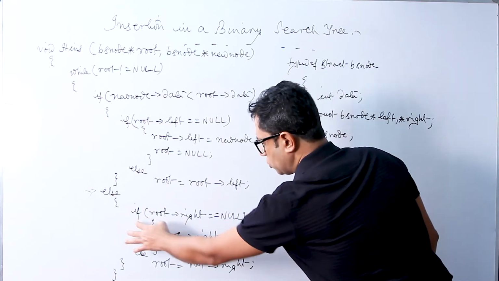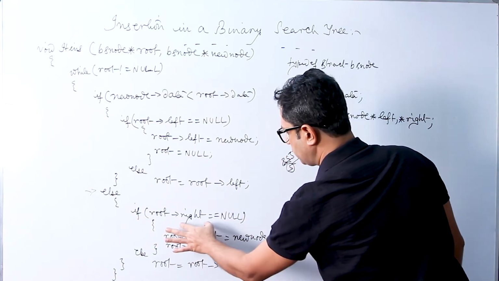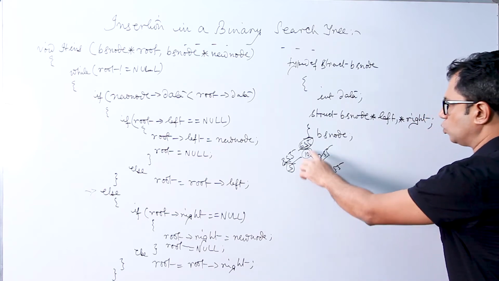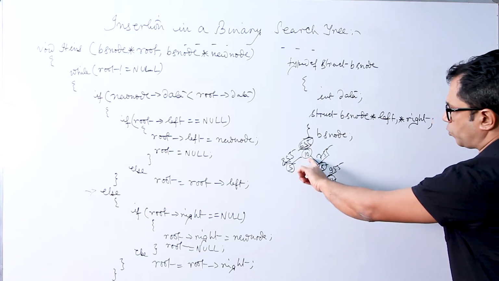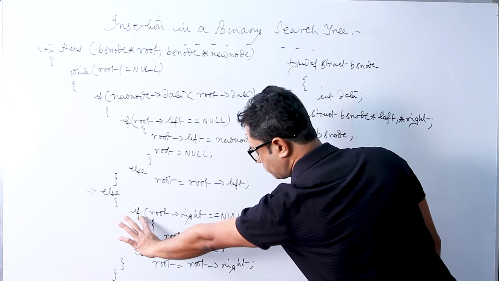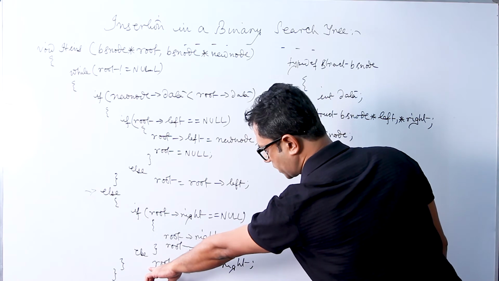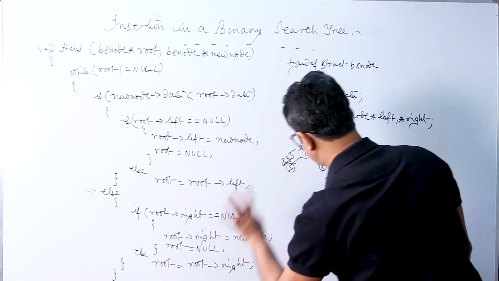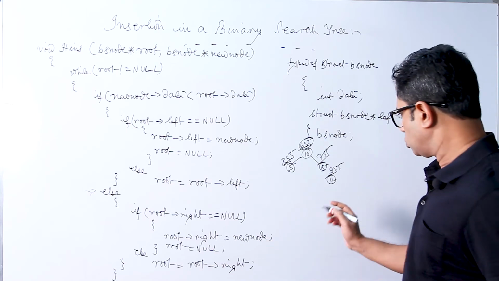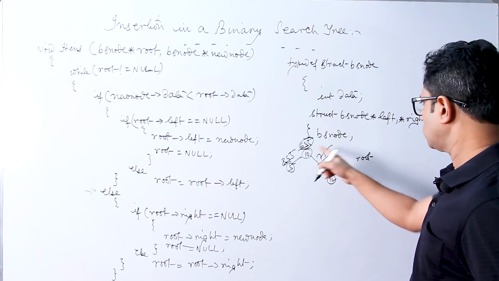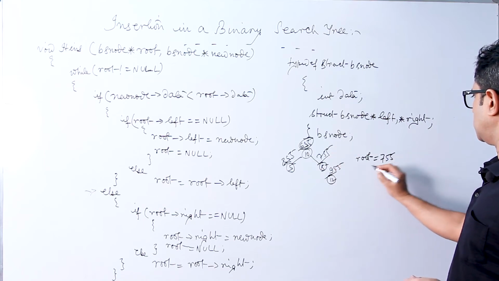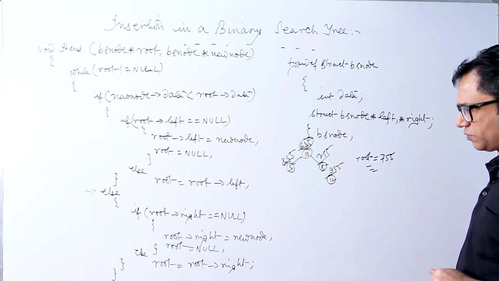If root right equals null, see this, is root right equals null? No, 655 has a right pointer pointing to 755 memory location, so it is not null. So we will again skip this if portion and come to this else portion. Root is equal to root right. So root will be reset to root right. Previously the root was 655, now the root will become 755. Root will contain the address 755.